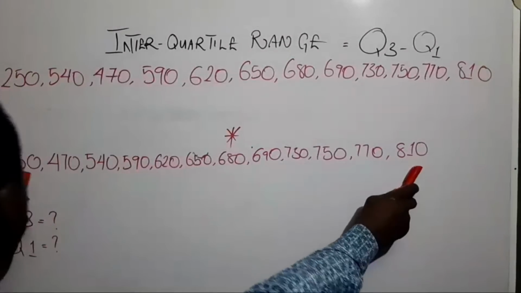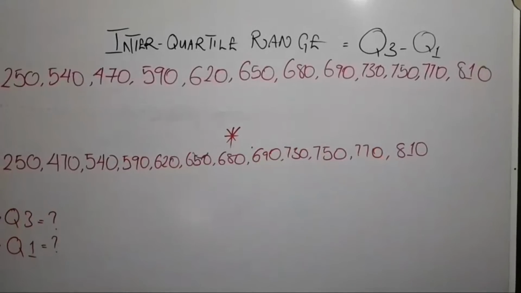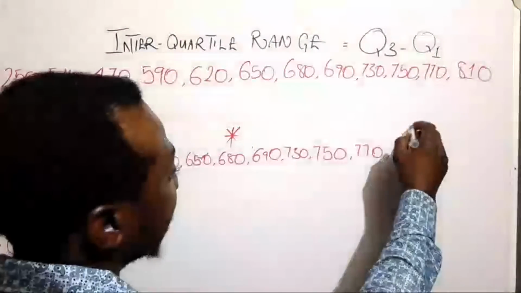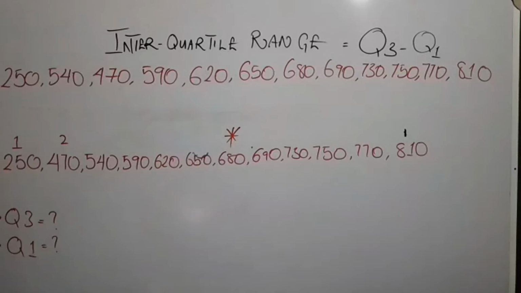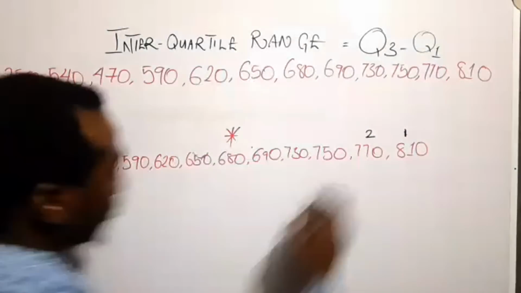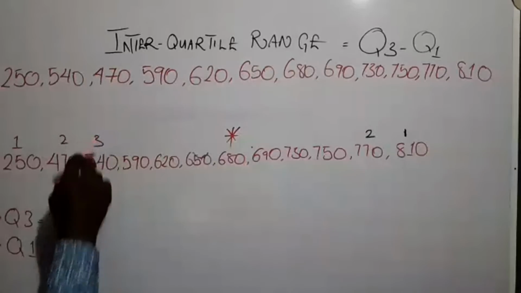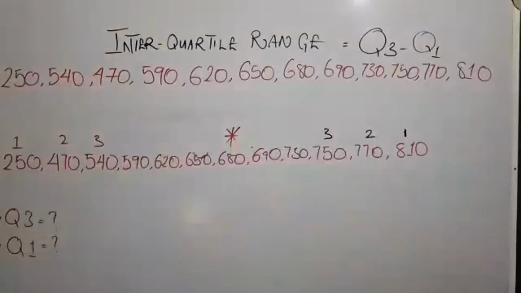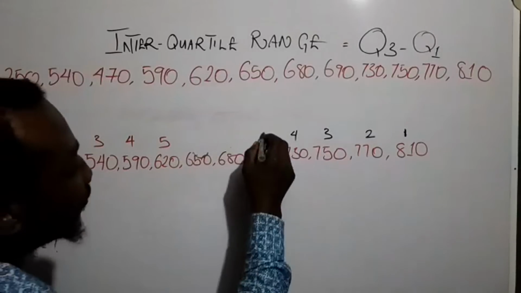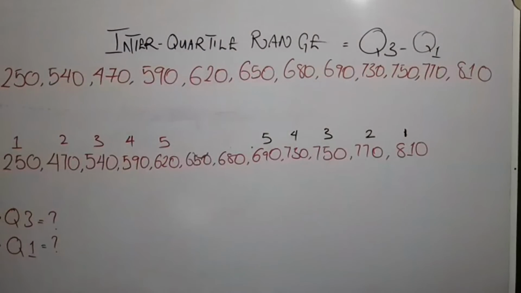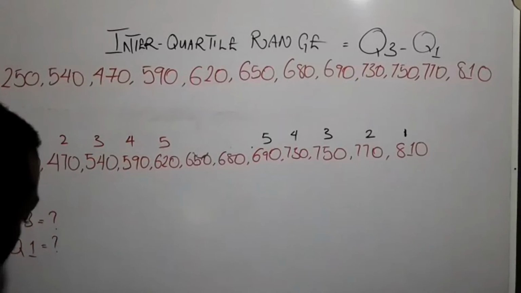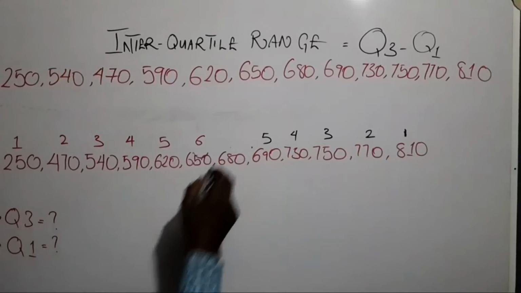So we have 810 and 250. All right, I'm just going to use a different shade. We have 810 as 1, and 250 as 1. Then we have 2 and 2, 3 and 3, 4 and 4, 5 and 5. Now let's just do 6, and then we have 6.